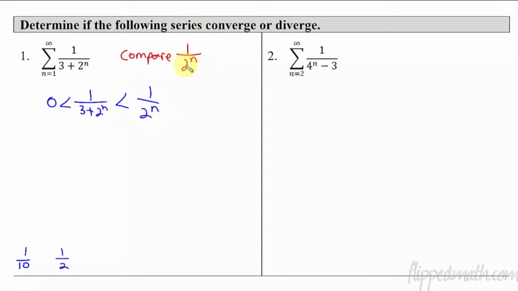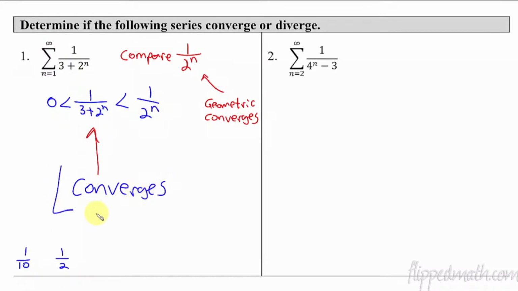Now, what do I know about 1 over 2 to the n? This thing is geometric, and I know that it converges from our practice with geometric series. So that means if this one is the larger one and it's converging, then this thing must also converge. So that thing I can say converges.